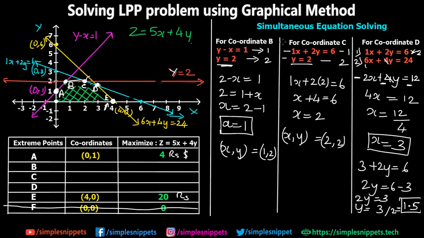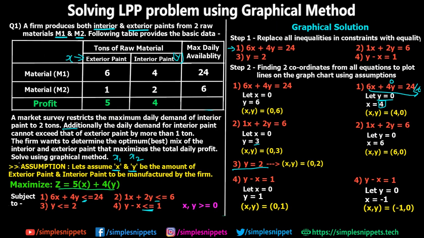So let's fill out these coordinate values in the table. For b, we found x and y as 1, 2. For c, we found x and y as 2, 2. And for the last one, d, we found x and y as 3, 1.5. Now, this x and y is the quantity of exterior paint and interior paint, right? So x stands for exterior paint and y stands for interior paint. This is what we assumed initially when we first began the numerical. That's why I told you to make sure you make a note of what is x and what is y. So x is the quantity of exterior paint, y is the quantity of interior paint.